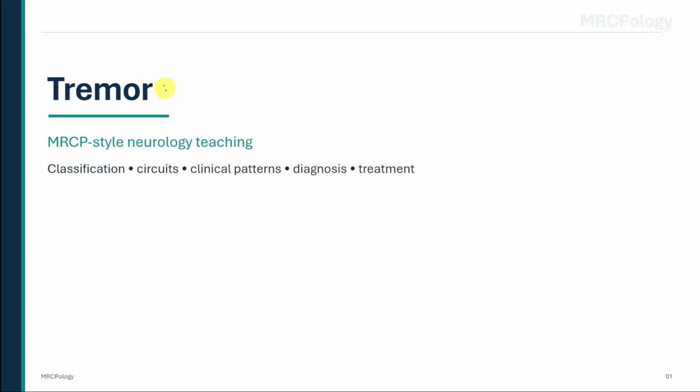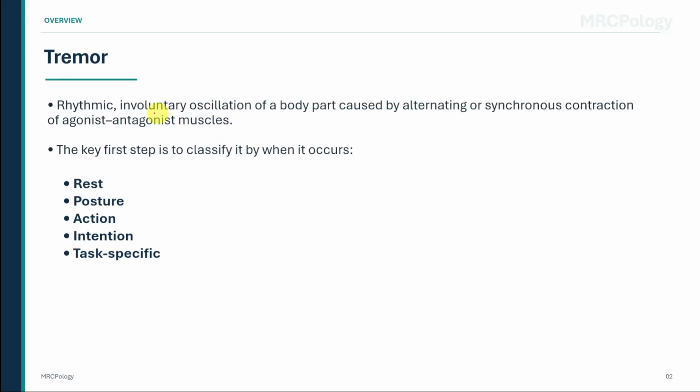Tremor is a rhythmic, involuntary oscillation of a body part. It is produced by alternating or synchronous contraction of agonist and antagonist muscles. It causes repeated movement around the same joint or body axis, which helps distinguish it from many other movement disorders. The key first step is to classify the tremor according to when it occurs.